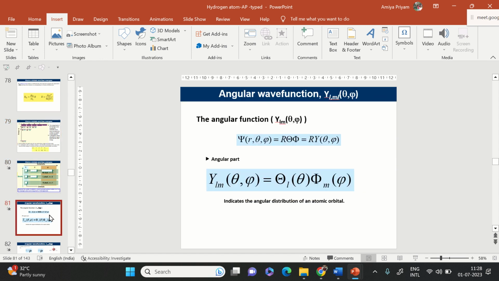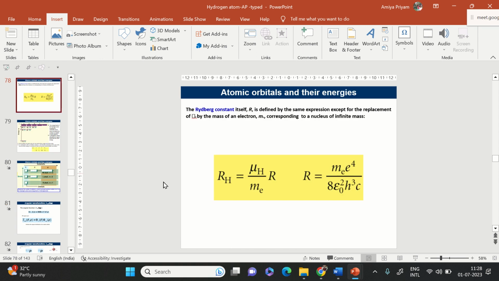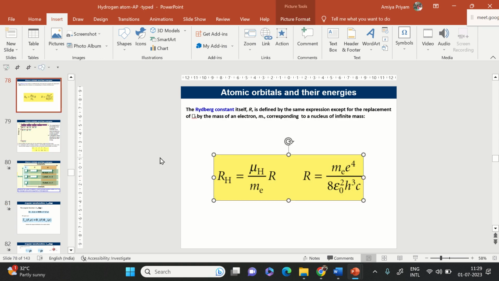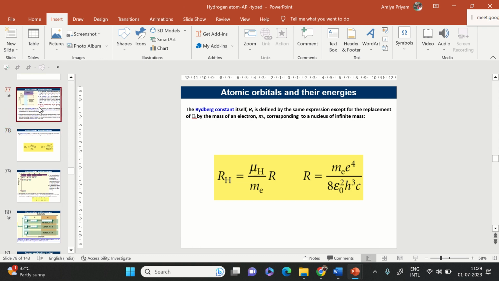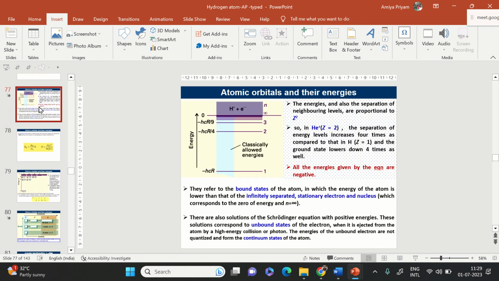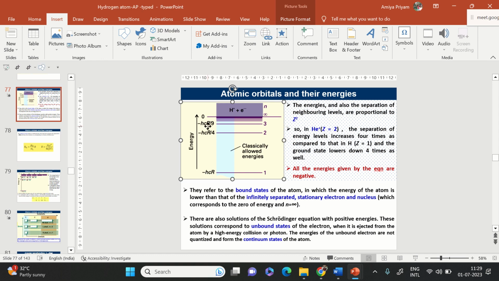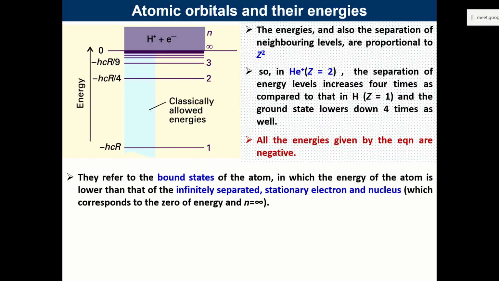रेडियल वेव फंक्शन हो गया. रेडियल वेव फंक्शन से आपको एनर्जी का आइडिया मिला. You can also define the energy in terms of Rydberg constant, which will change with respect to change in the atom. We have already discussed these things, the bound state, the unbound state of electrons, all these things.